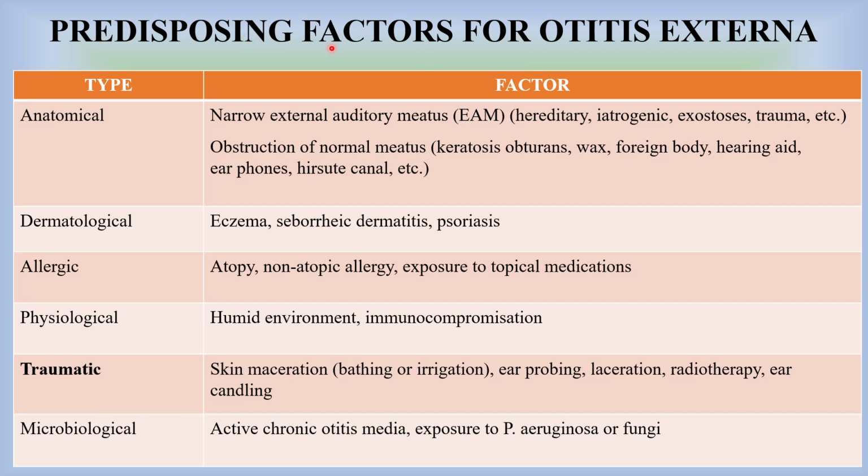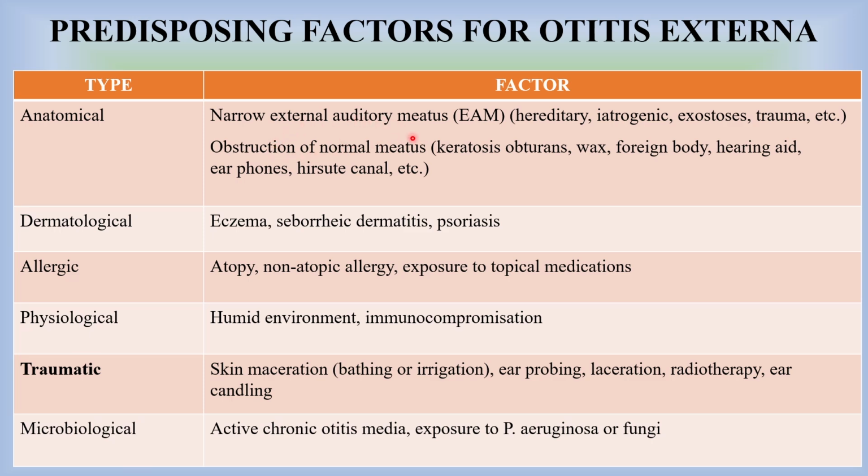Predisposing factors for the development of otitis externa. So there are certain factors which lead to development. If there is the anatomical type, those people who have narrow external auditory meatus, which may be hereditary, because the external auditory canal in every patient is different. Then due to iatrogenic causes, exostosis, which are the bony outgrowth, or any trauma, it will all lead to narrow external auditory meatus, leading further to development of otitis externa.